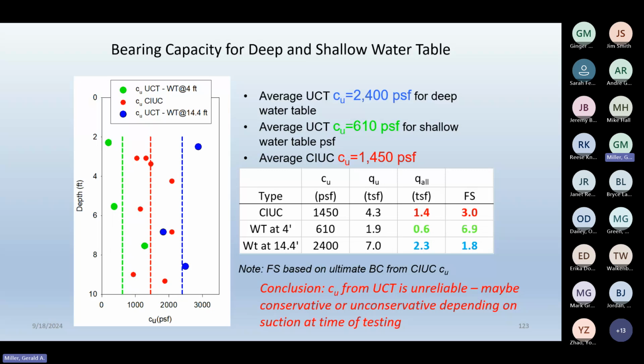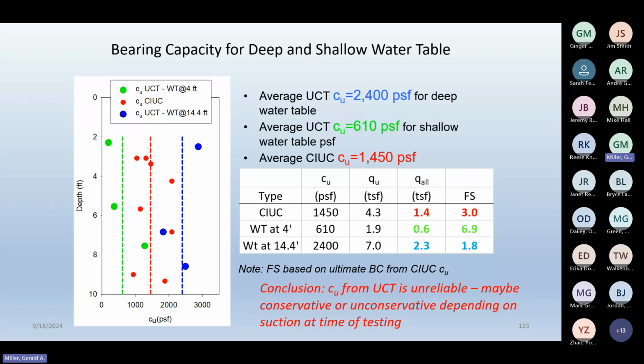So I would say the red would be the best data to do our analysis, but we don't always get to run CIUC tests. And then the blue is the worst case. That's a very unsaturated condition and the strengths are artificially high because of the suction in those samples.